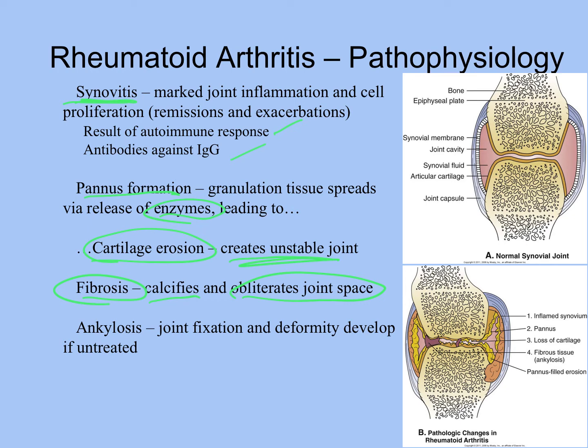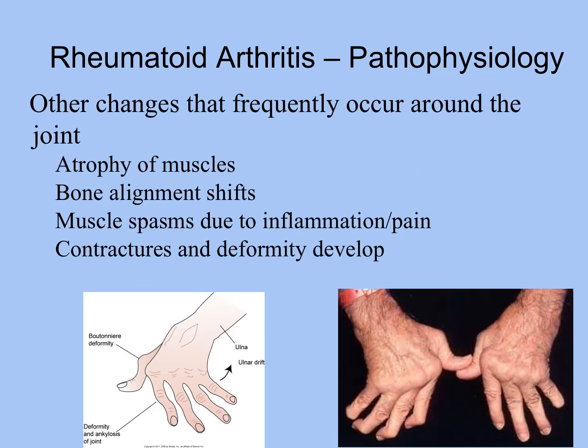And that rigidity of the joint is called ankylosis. The joint's fixed in place and it becomes deformed if left untreated. Because the joints don't move anymore, the muscles aren't going to be working as frequently, so the muscles that control the joints are going to atrophy. Bone alignments are going to shift, because of the rigidity, the ankylosis of the joint, leading to more deformation.